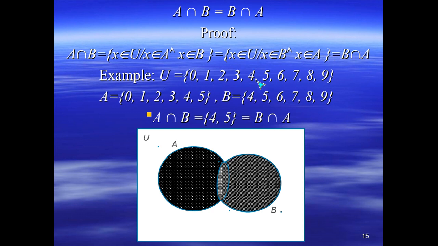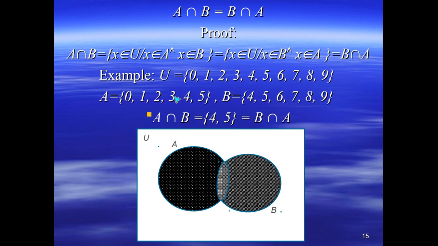So the example universal set is again the Arabic numerals, and we have A is 0, 1, 2, 3, 4, 5, B is 4, 5, 6, 7, 8, 9. What is A intersection B? We take just the common ones. 0, 1, 2, 3 don't exist in B. 6, 7, 8, 9 don't exist in A. In both sets we find 4 and 5. So this is the subset which denotes A intersection B. A intersection B is the subset 4, 5.